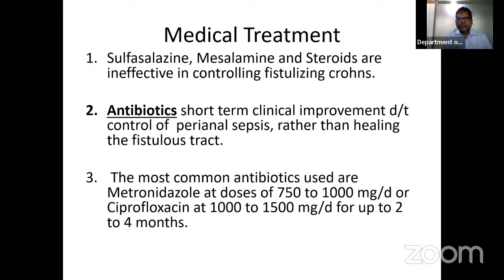Antibiotics: short-term clinical improvement can be seen because of control of perineal sepsis, but healing of the fistulous tract is very low with antibiotic coverage, though there is control of perineal sepsis. The most commonly used antibiotics are ciprofloxacin at 1 gram to 1.5 gram per day for 2 to 4 months, or metronidazole at a dosage of 750 mg to 1 gram per day for 2 to 4 months.